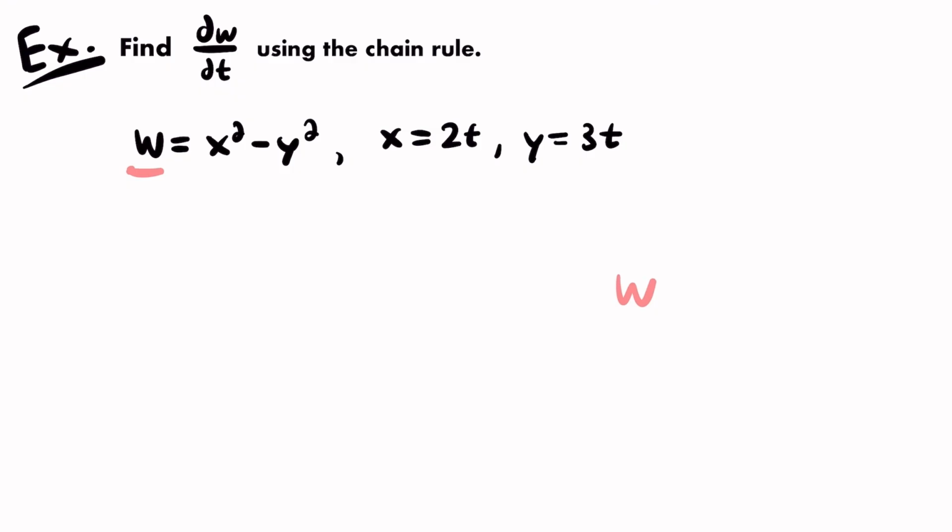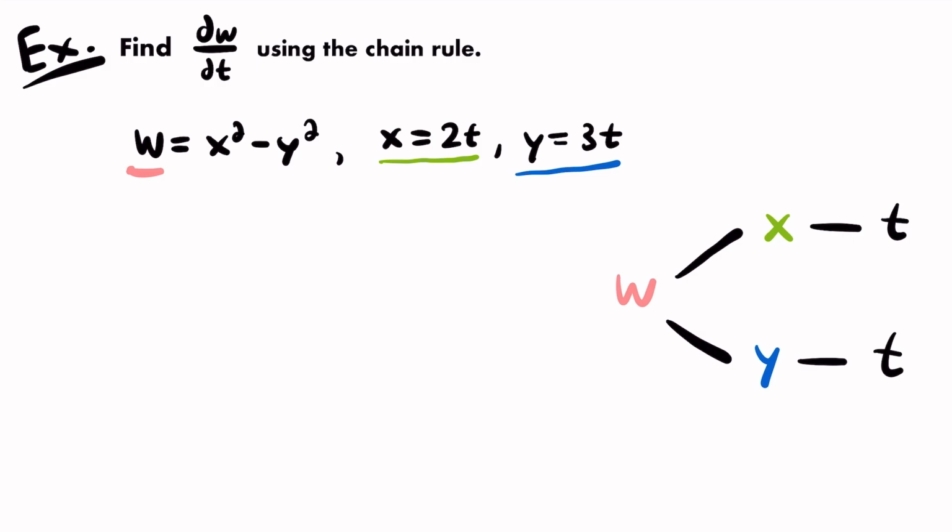So from w, you can branch out to the intermediate variable of x, represented by this equation, and the other intermediate variable y, represented by this equation. All right, and then both of those intermediate variables are defined in terms of one independent variable. So x is defined in terms of t, and y is defined in terms of t. And so from this diagram, or this tree, we can put together the formula for dw dt. And so here's what that will look like.